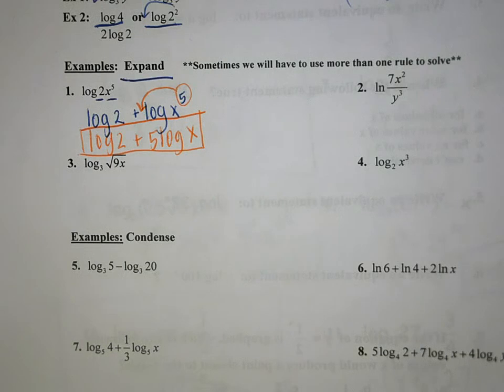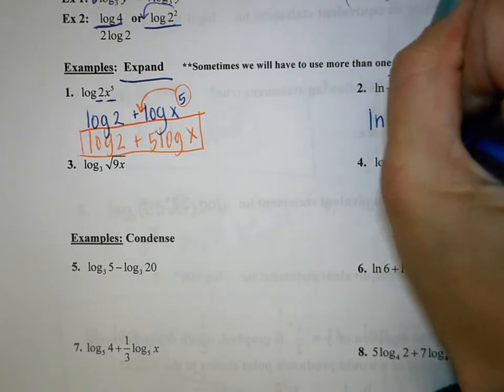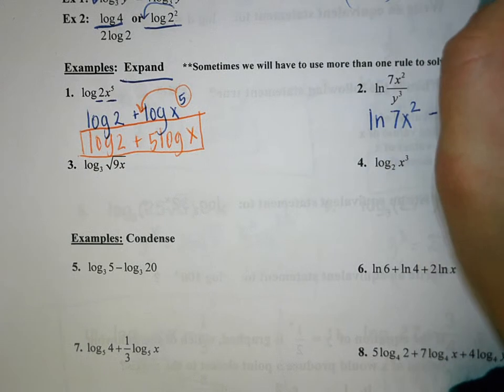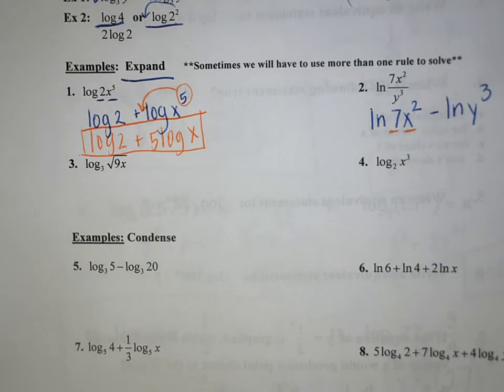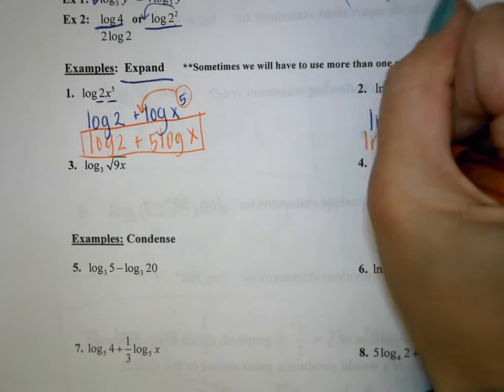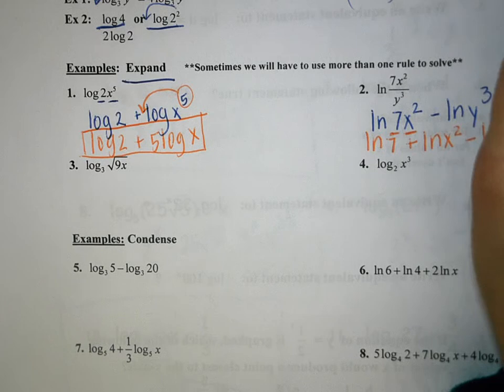Okay, so example 2. We have now natural log of 7x squared divided by y to the third. So dividing and what go together? Subtraction. So I'm going to change this to be the natural log of 7x squared minus the natural log of y to the third. Okay, then I notice, wait, there's a 7 and also an x squared, and those are multiplying. So what goes with multiplication? Addition. Good. So we're going to do the natural log of 7 plus the natural log of x squared minus the natural log of y to the third.